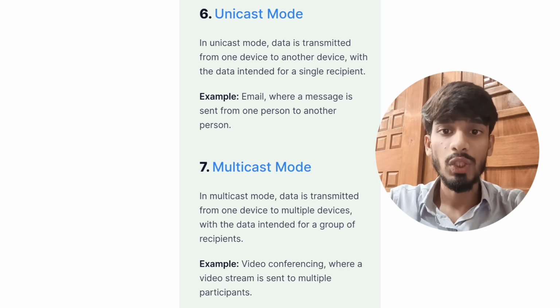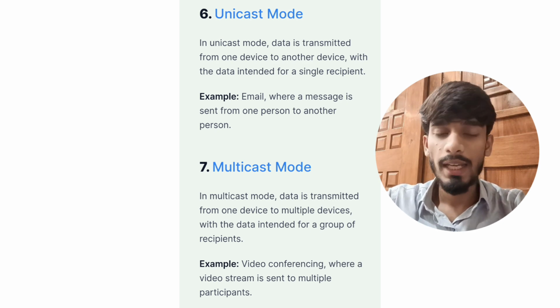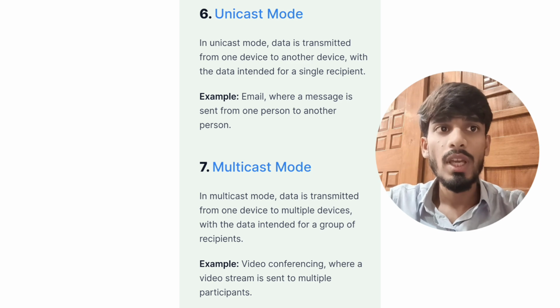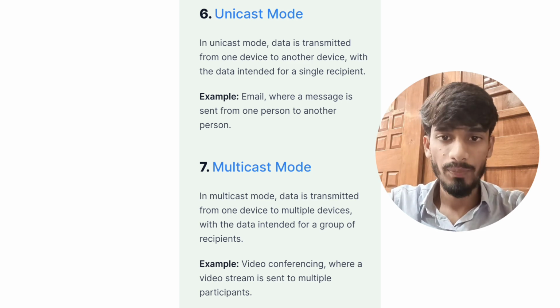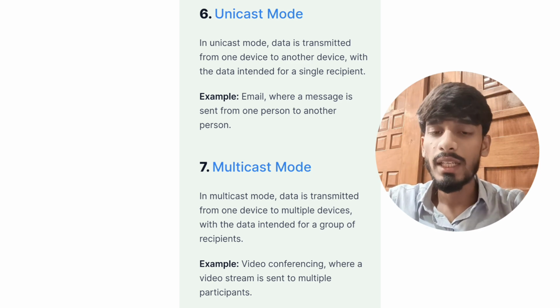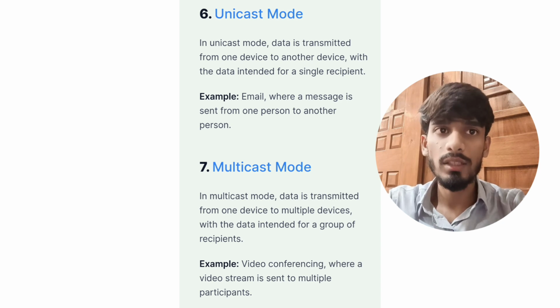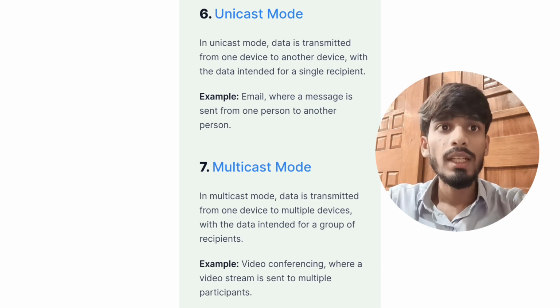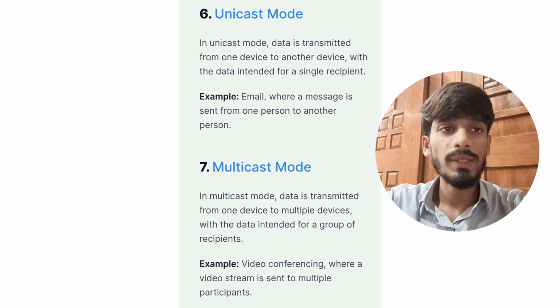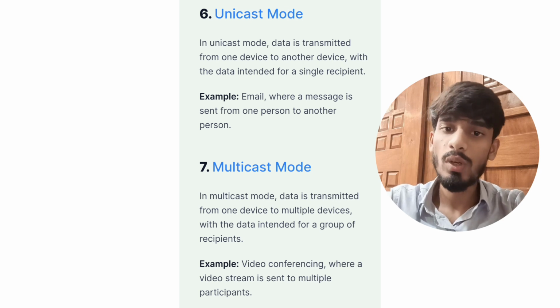Sixth is unicast mode. What is unicast mode? In unicast mode, data is transmitted from one device to another device with the data intended for a single recipient. Example, email, where a message is sent from one person to another person.